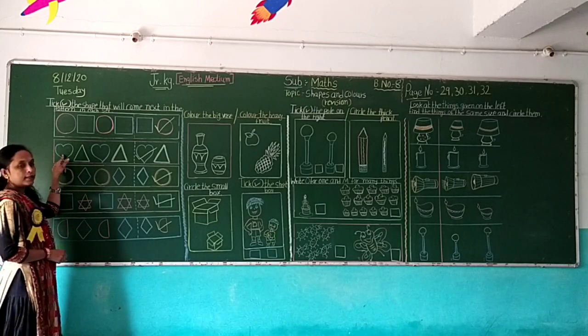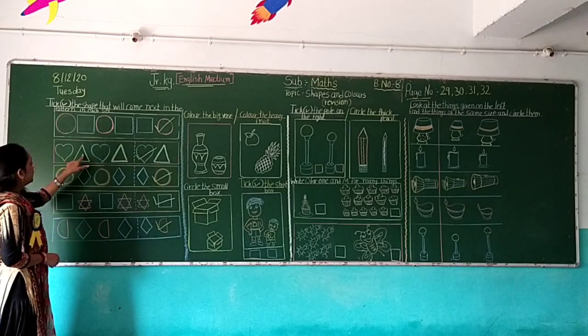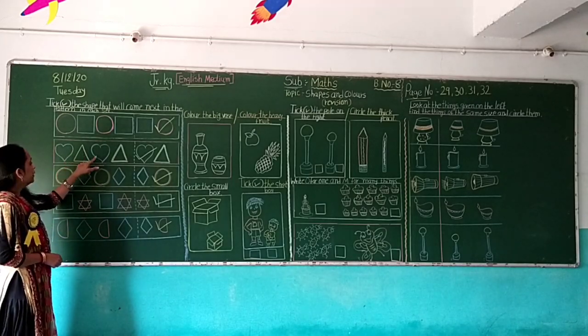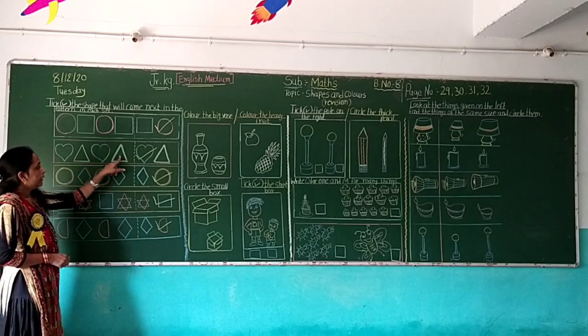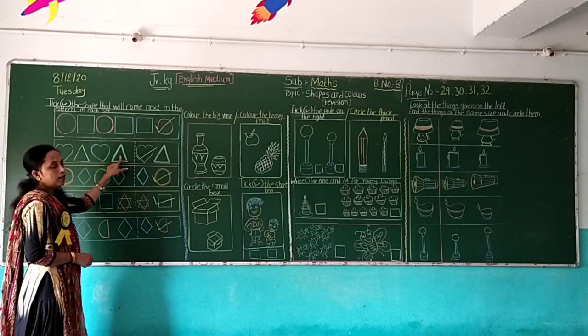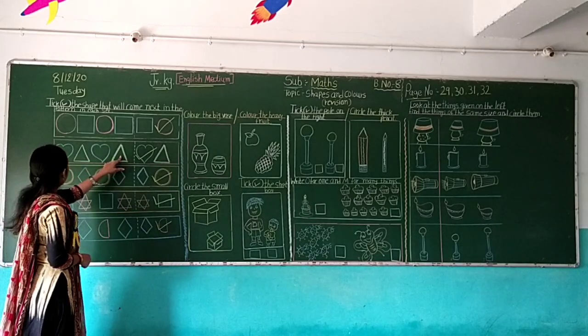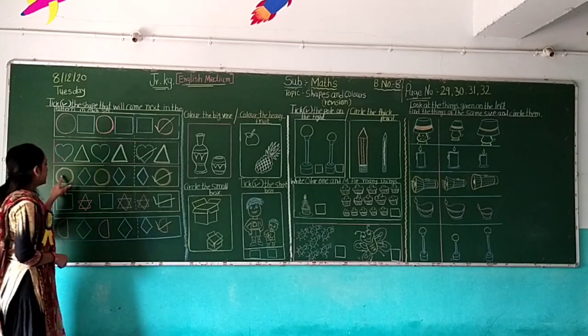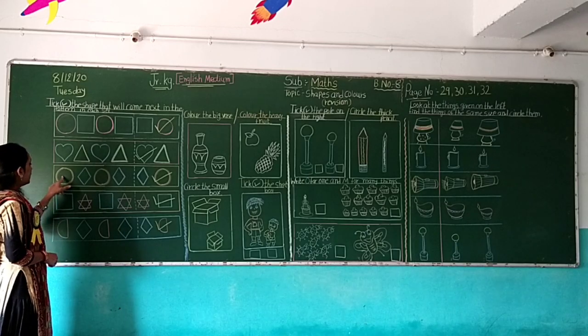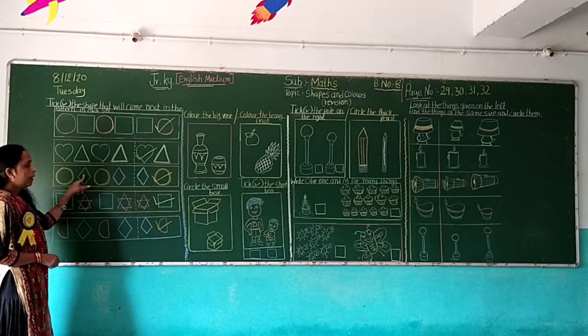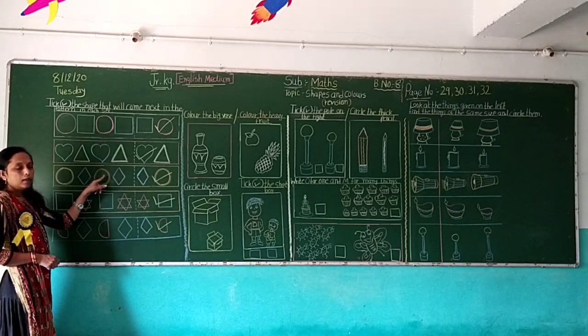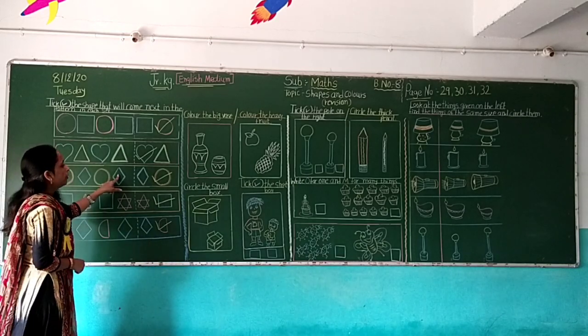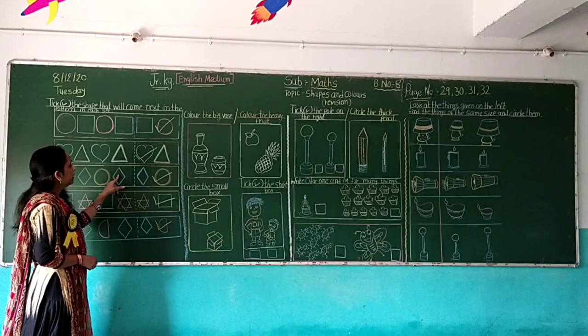Now next, which shape is this? Heart. This triangle. This heart. And this triangle. So which shape is next in the pattern in its set? Yes, heart shape. Now next, which shape is this? Circle. This diamond. This circle. This diamond. So which shape is next in the set?